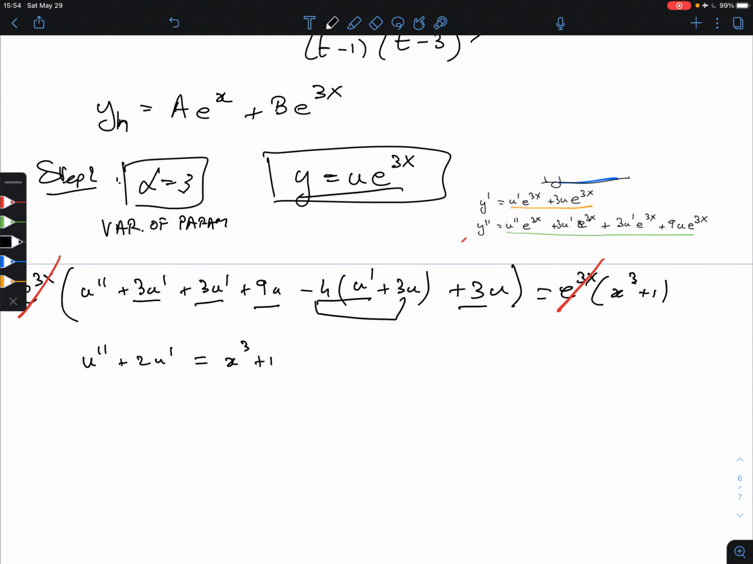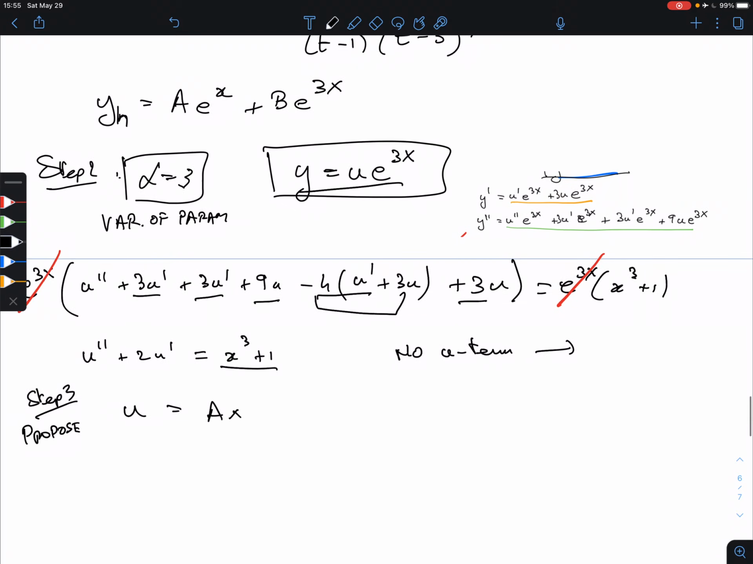Okay, Professor, is this not a case where we have to be careful? Yes, exactly. There's no u term, and this means that our proposed solution, so this is step 3, right? Here we're going to propose indeterminate coefficients, and it's degree 3, so we have to do degree 3, ax cubed plus bx squared plus cx plus d, but no u term means we have to add an extra x here.